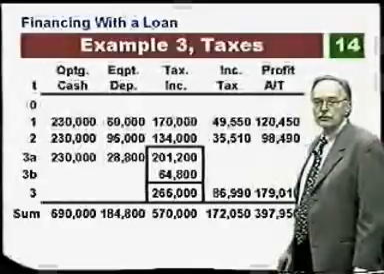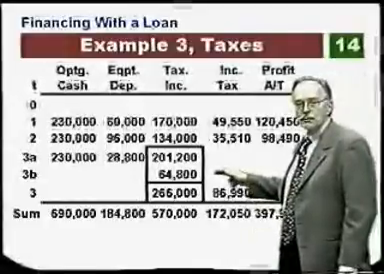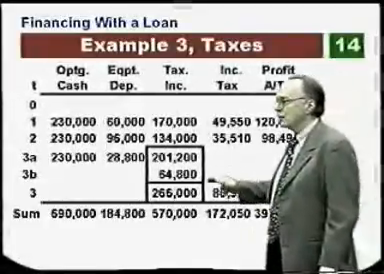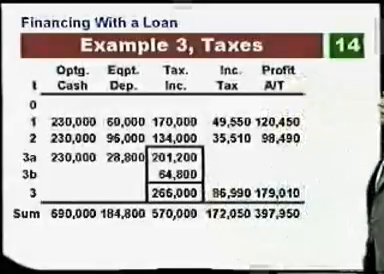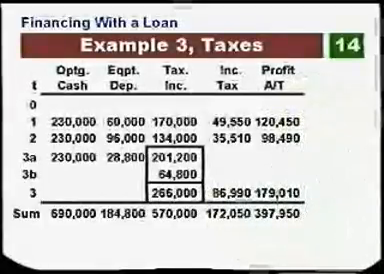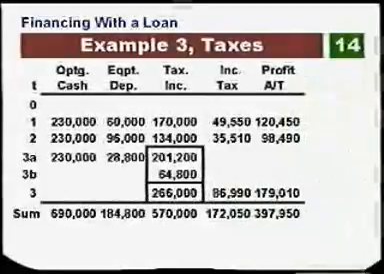And again, we're going to put the depreciation recapture in the third year. That gives us a taxable income of $266,000. Income tax in year 3 is $86,990, giving us a profit after tax of $179,010.